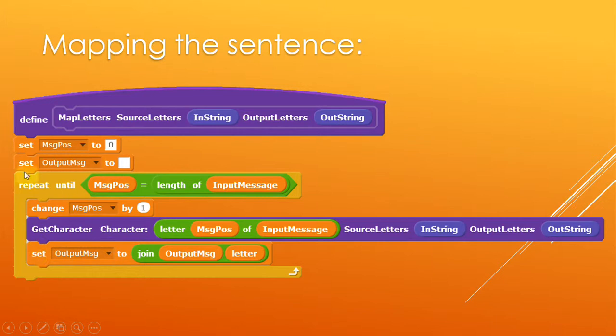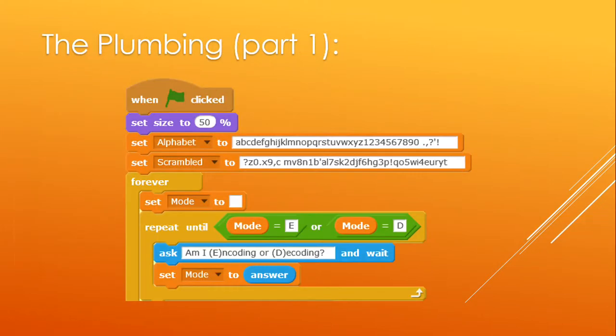And so it keeps looping through this. Each letter in my message is passed into this function, which finds the corresponding letter here and adds it to my message string. And here's how we run it. So this is all the plumbing work.